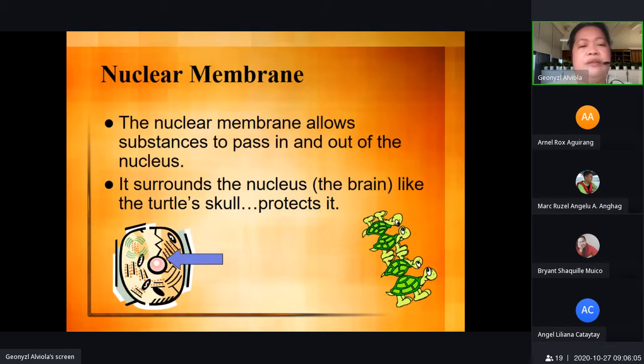Nuclear membrane. The nuclear membrane is present in all eukaryotic cells but not in prokaryotic cells. It surrounds the nucleus. And it is slightly porous, in which the ribosomes and proteins pass through, going to the endoplasmic reticulum.